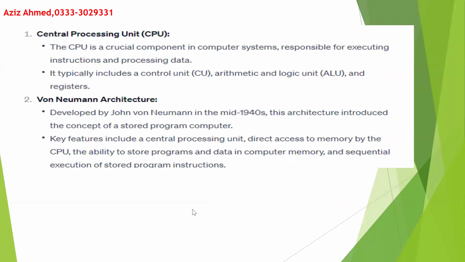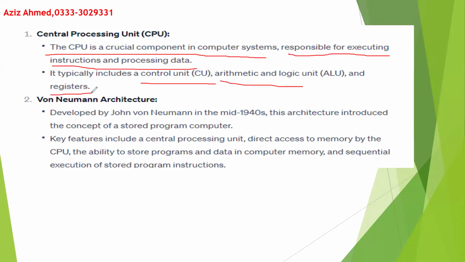Now here, basically, further detail is given. The CPU is a crucial component in a computer system, responsible for executing instructions and processing data. It typically includes the control unit, ALU, and registers. As I have shown you, the CPU has 2 parts, CU and ALU, plus registers.